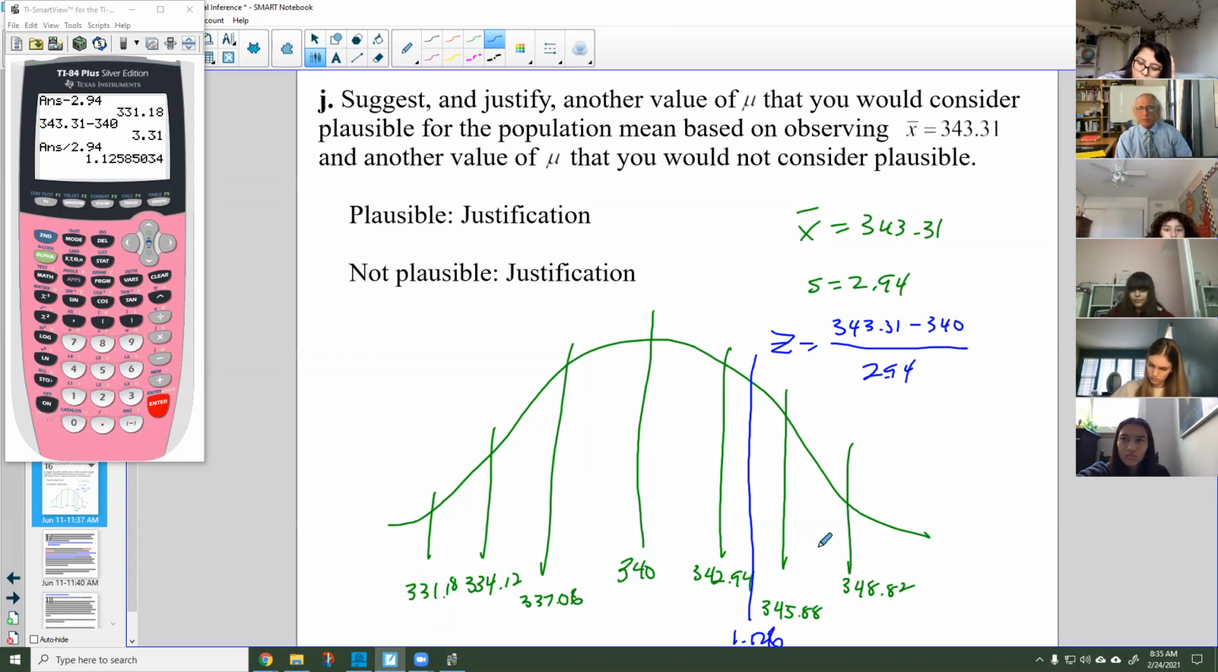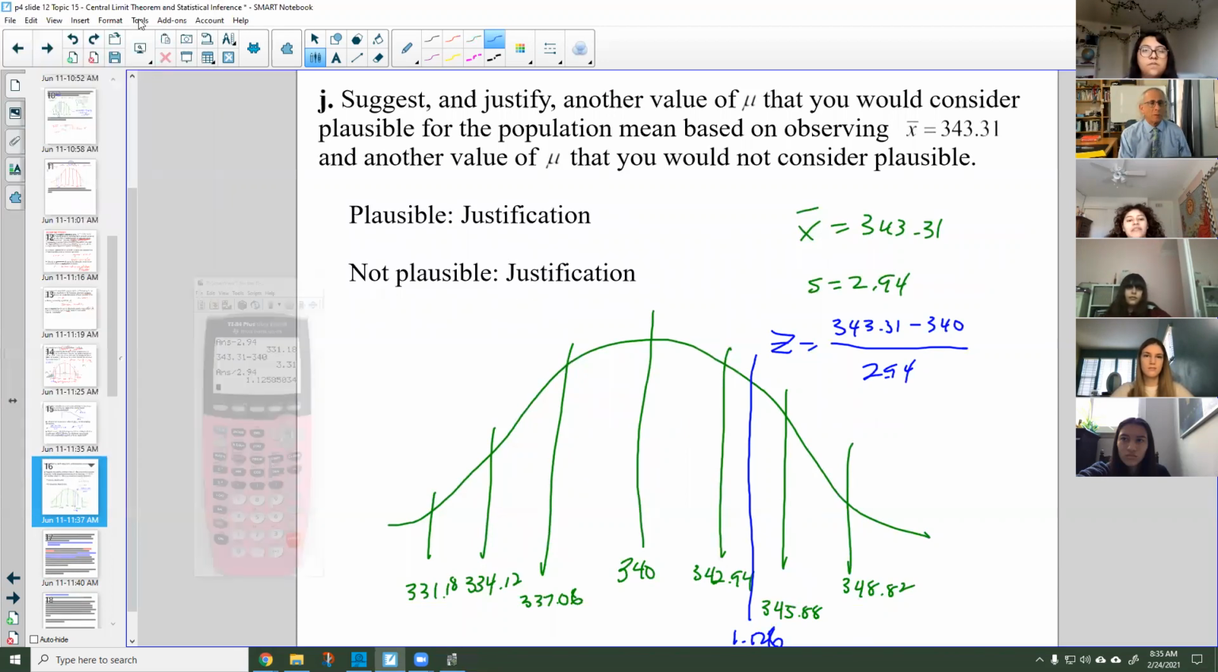And that seems a lot better guess, doesn't it? More reasonable that we could have gotten that, right? Because yeah, I think that's a lot more reasonable. Does that make sense to everybody? It's closer to the mean. It's closer to the 340 that is our hypothesis. So the justification is because it's closer to the mean. Much more plausible.